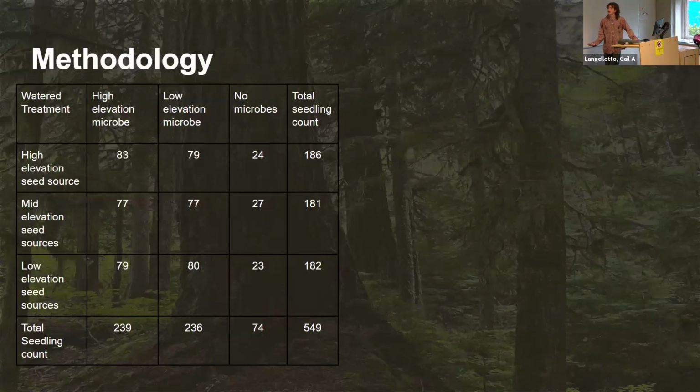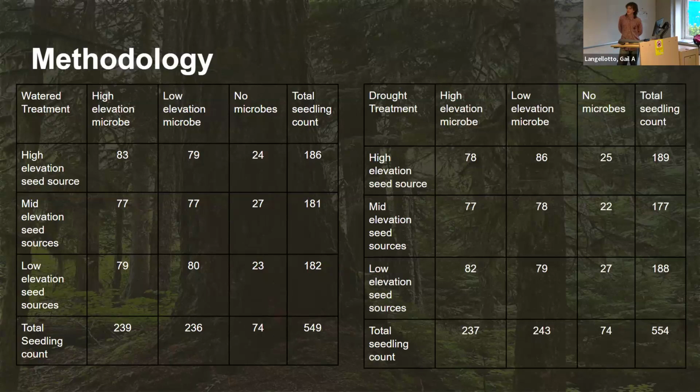Yeah, and so to do this, we created a project with 3 seed source treatments and then 3 microbe or soil treatments. The 3 seed source treatments are going to be high elevation seed sources, low elevation seed sources, and mid elevation seed sources, with those microbe treatments being soils with high elevation microbes, soils with low elevation microbes, and then a third soil that is just sterile potting soil that's supposed to act as a control in this experiment. This results in 9 independent treatments, which is then doubled into 18 when that drought is applied to half the seedlings.